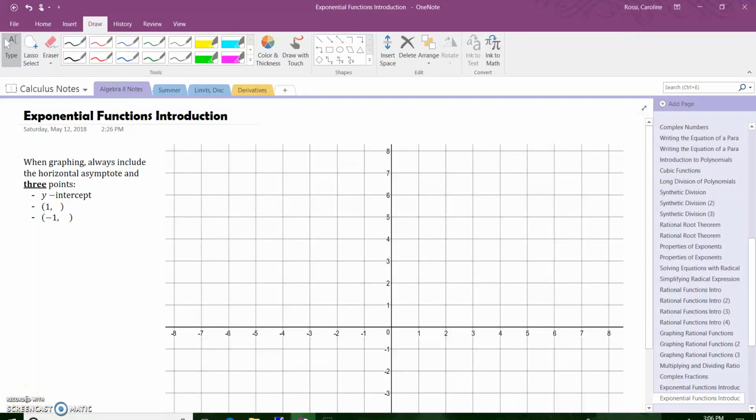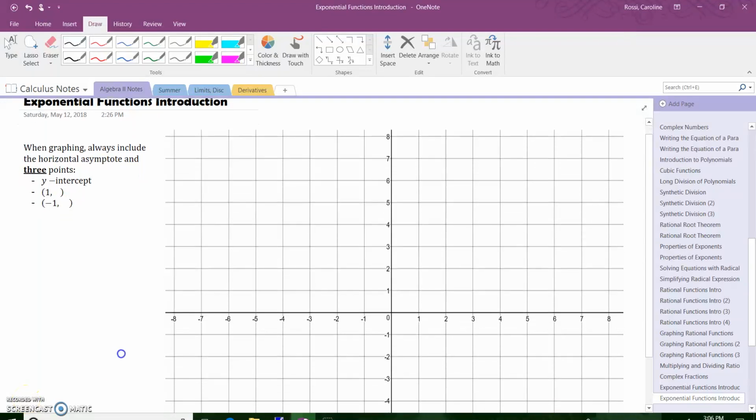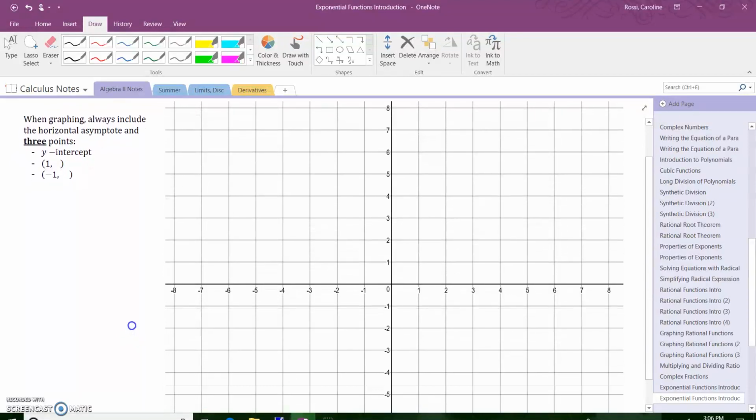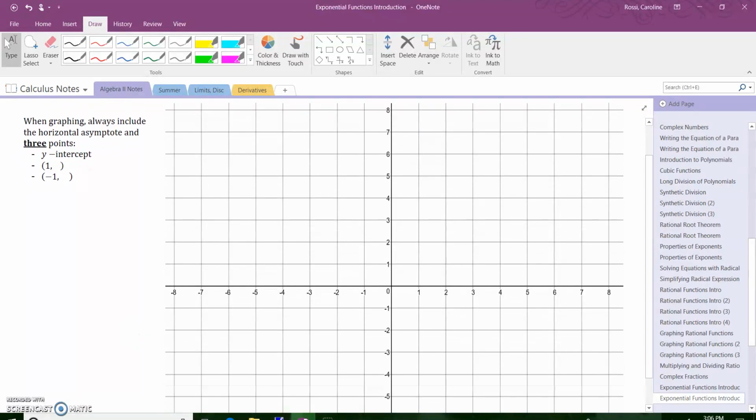This is the second video in the introduction to exponential functions. In this one, I'm actually going to do 3 examples with you to graph it. Whenever we do these, what I'm going to want you to get used to doing is every time you graph, I want you to always include the horizontal asymptote because that's what helps you level off.